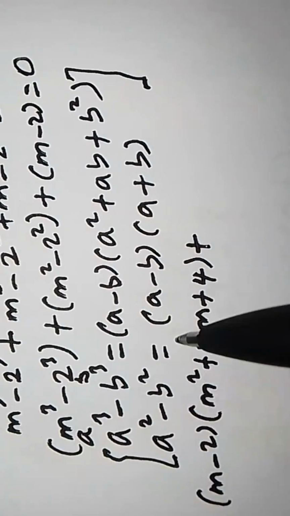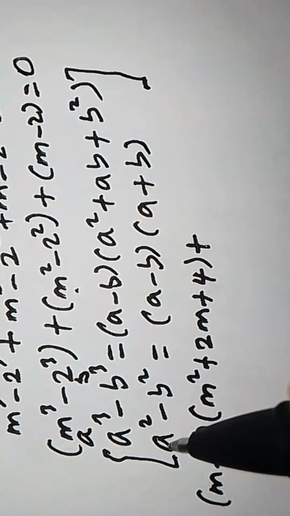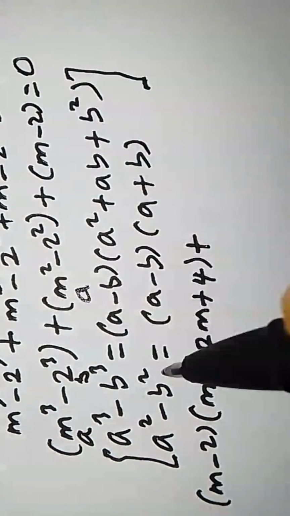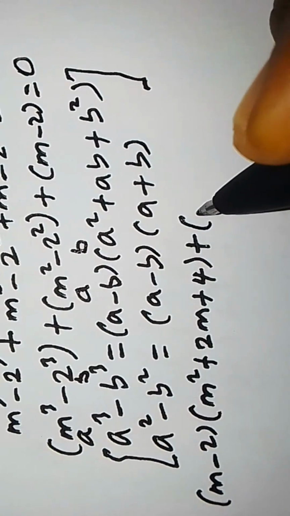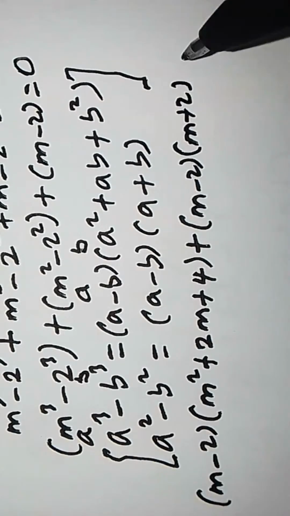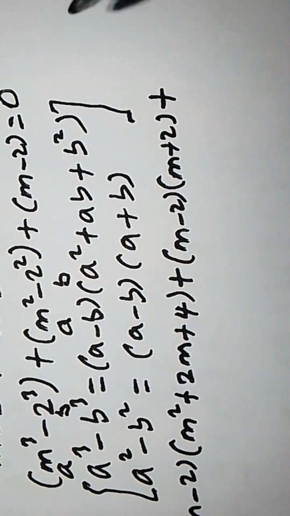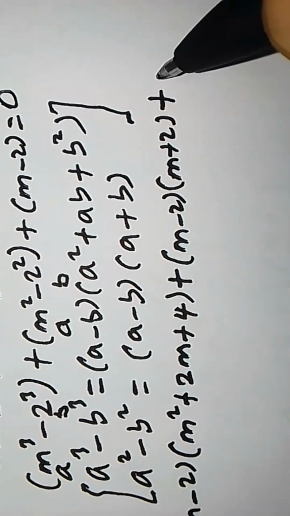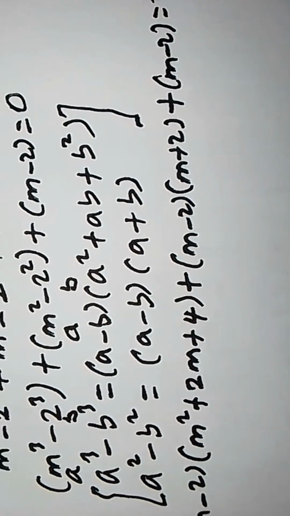a square minus b square equals to this. You will also see that our a is m and our b is 2. So we are going to have m minus 2 times m plus 2, plus what we have here, m minus 2, equal to 0. What do you notice here?